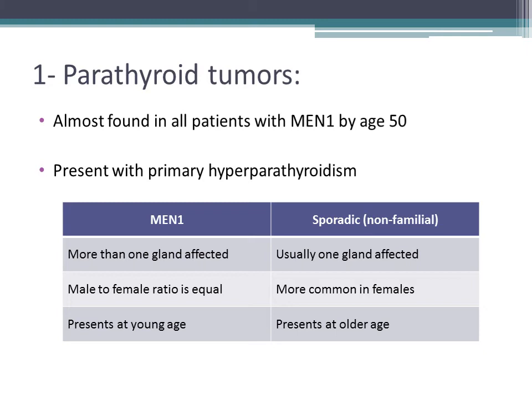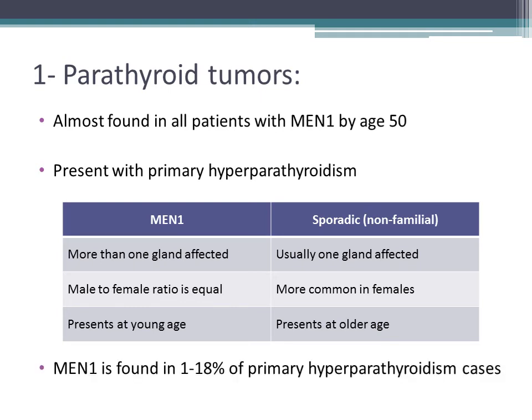So more patients present with non-familial primary hyperpara. The third point is that MEN1 presents at a younger age with primary hyperpara compared to older age presentation in sporadic primary hyperparathyroidism. Now, because the primary hyperpara affects more than one gland usually, the surgical treatment is different from the primary hyperpara in non-familial cases. We're going to talk about this later. So MEN1 is found in 1 to 18% of patients who come with primary hyperparathyroidism.